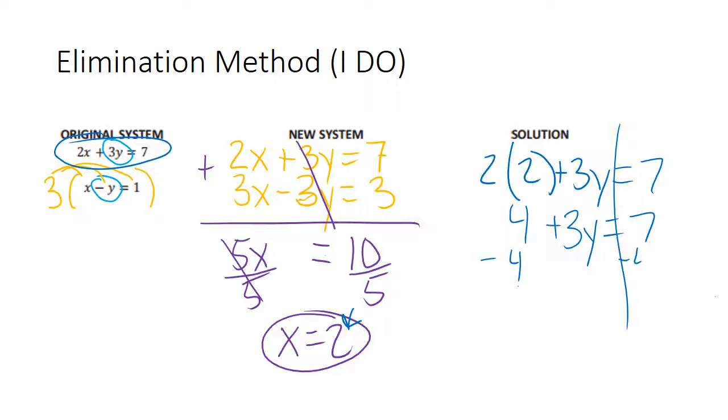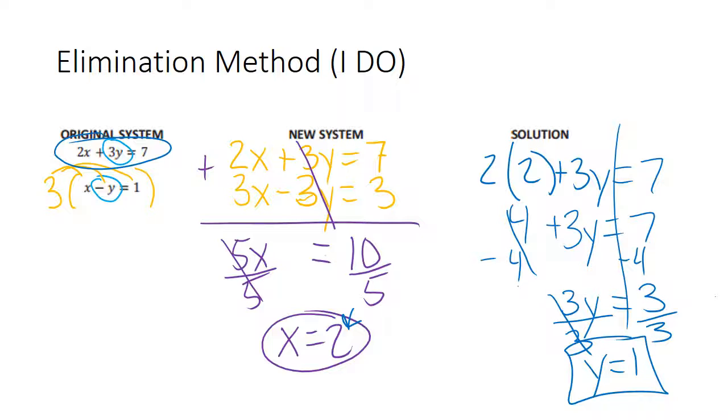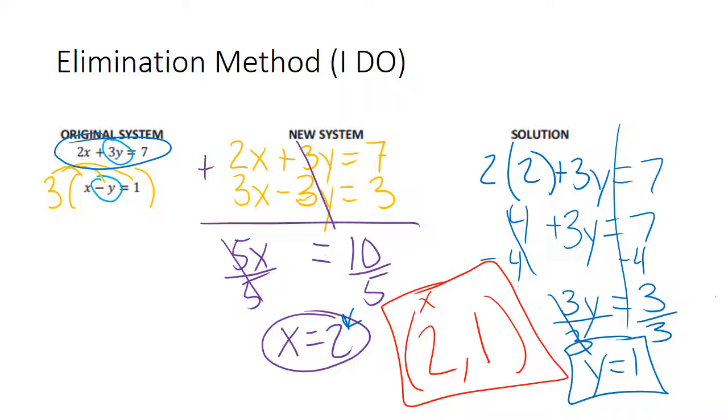Subtract 4. 3y equals 3. Divide by 3. And y equals 1. My answer needs to be an ordered pair. So I put 2, 1. Because it always is x before y.